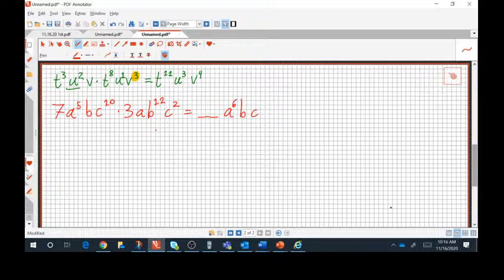A to the 6, b to the 13, and c to the 12th. How many of us got something a to the 6th, b to the 13th, c to the 12th? That's correct. Now, folks, what goes in the blank?